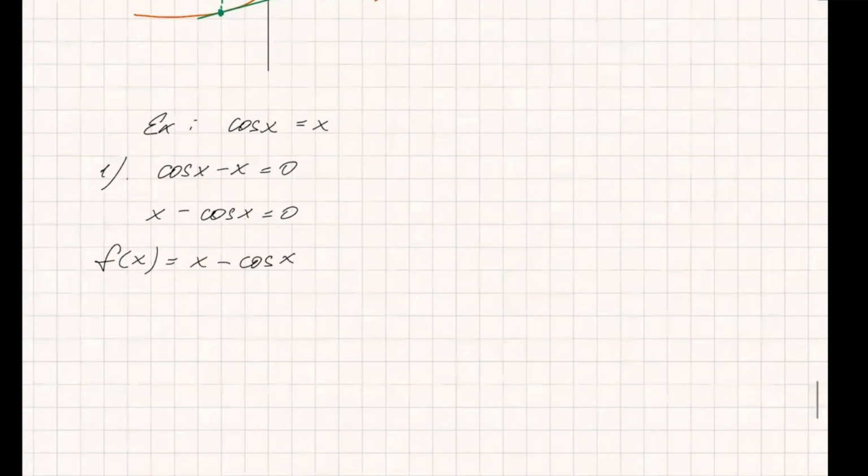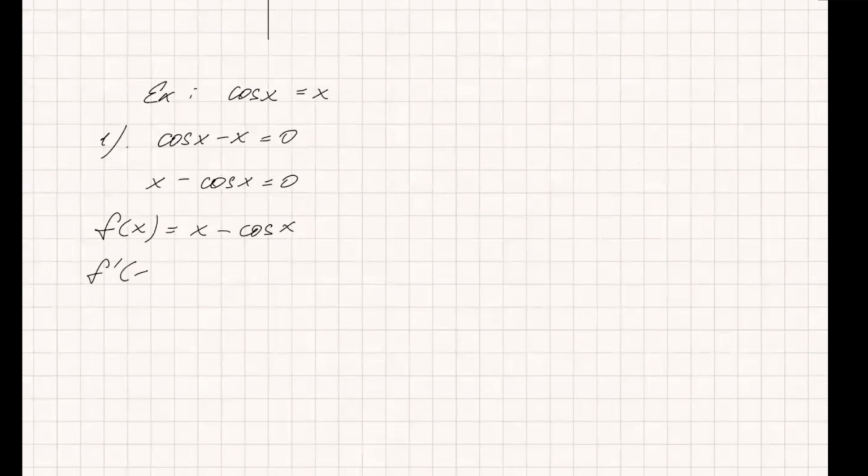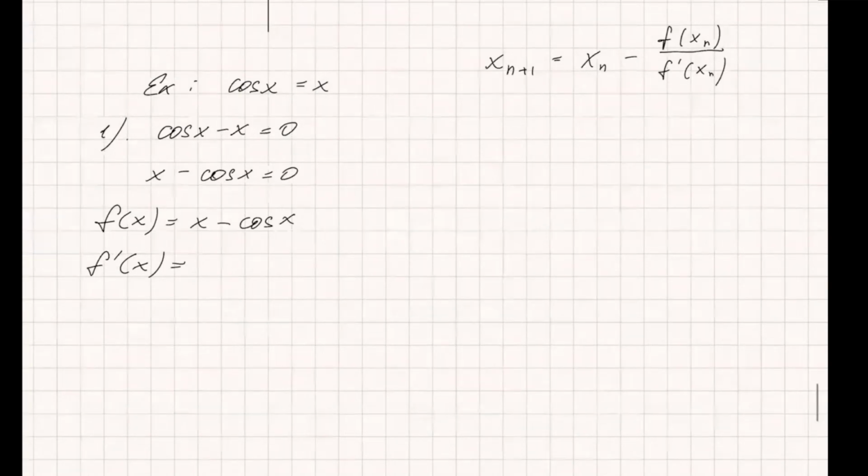Now the next step, remember, we need to find also the derivative because that's needed for the formula. The formula is x sub n plus 1 is equal to x sub n minus f of x sub n over f prime of x sub n. So we need to have the derivative. The derivative of x is 1, minus the derivative of cosine is a negative sign, so that's going to be plus sine x. So this is my derivative.